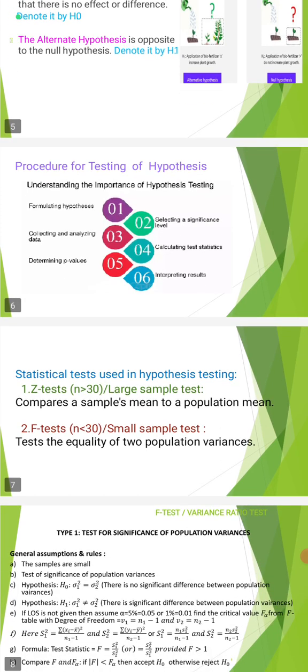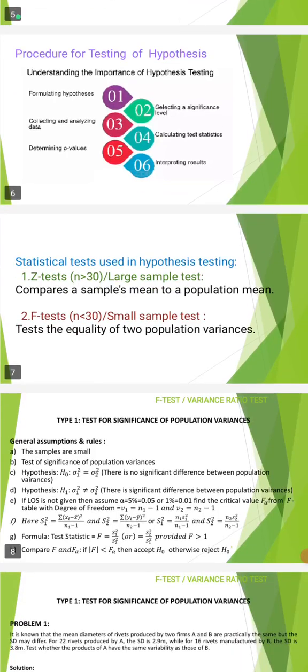Now, statistical tests used in hypothesis testing. If the sample size is large, meaning n greater than 30, the sample is large, and here we use the Z test. If the sample size is small, meaning n less than 30, here we use the T test and F test. But here we are discussing the F test only. It tests the equality of two population variances.